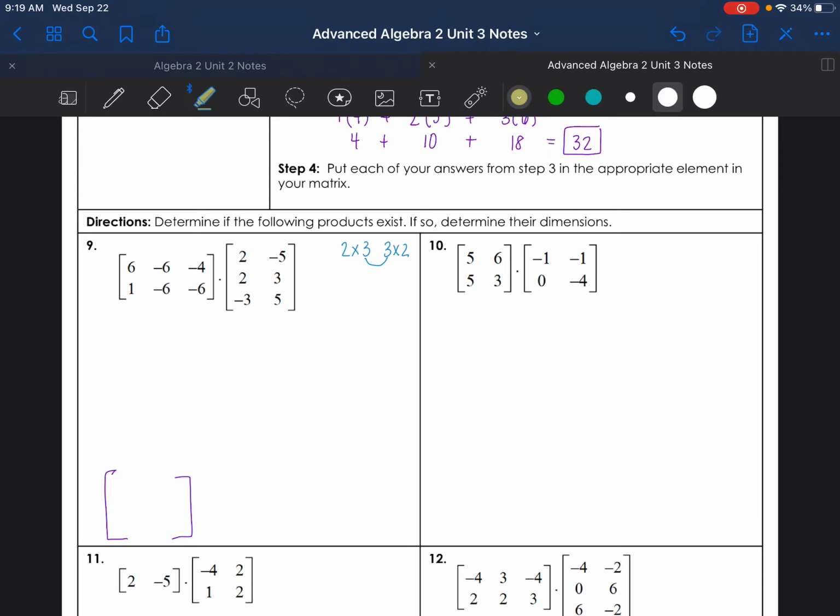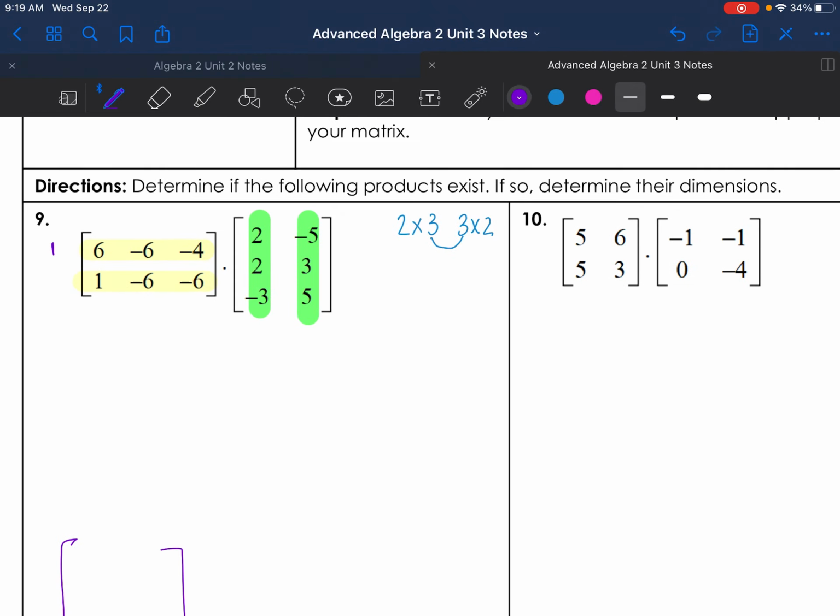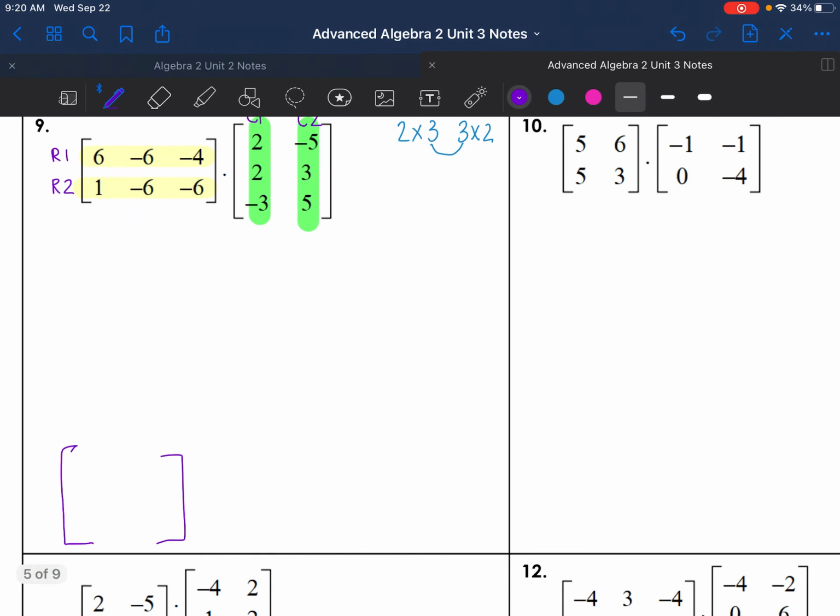And then I'm going to highlight, but you can circle the rows in the first matrix and the columns in the second matrix. Let's go ahead and say this is row 1, row 2, column 1, column 2. Once you get the full hang of it, you may not have to do all of this labeling, but it's very handy. All right, so if we look at our answer, we have 2 rows and 2 columns.